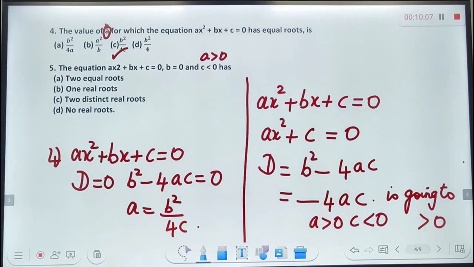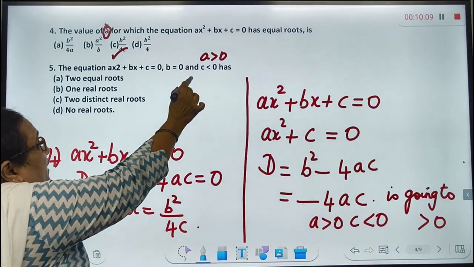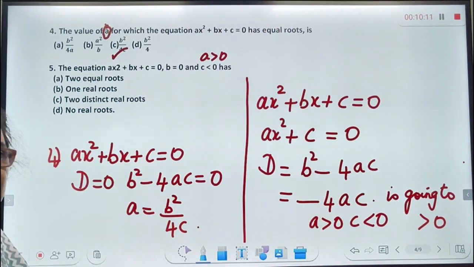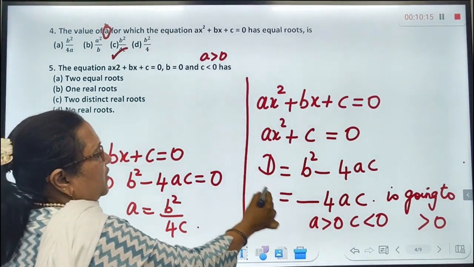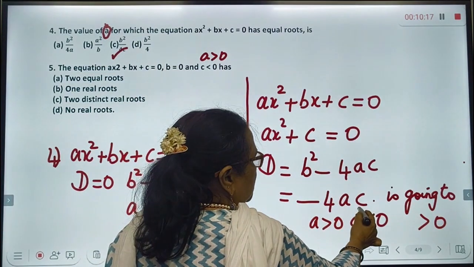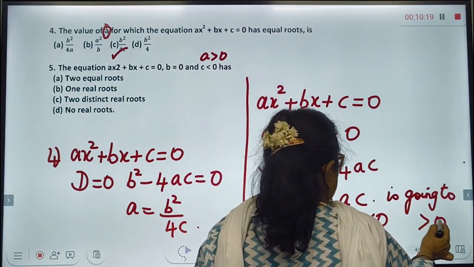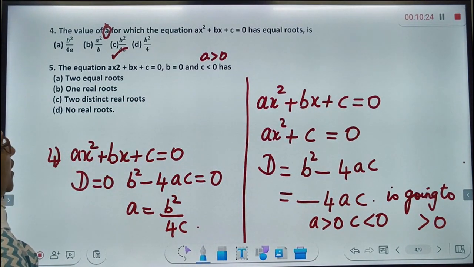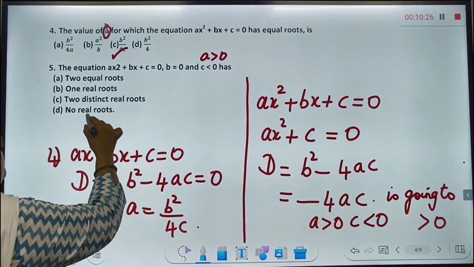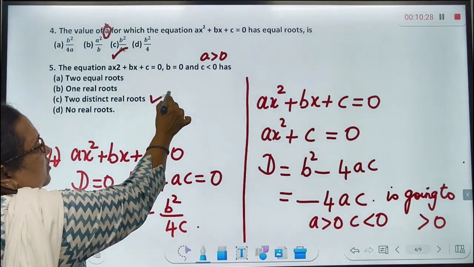Okay. Now because A is strictly greater than 0 and C is strictly less than 0, neither of them is equal to 0. So clearly we have D equal to minus 4ac. It is going to be greater than 0 because A is positive and C is negative. So what kind of roots will it have? It will have two distinct real roots.